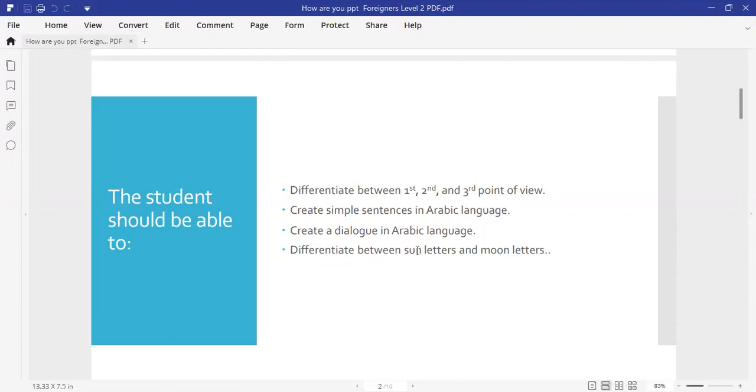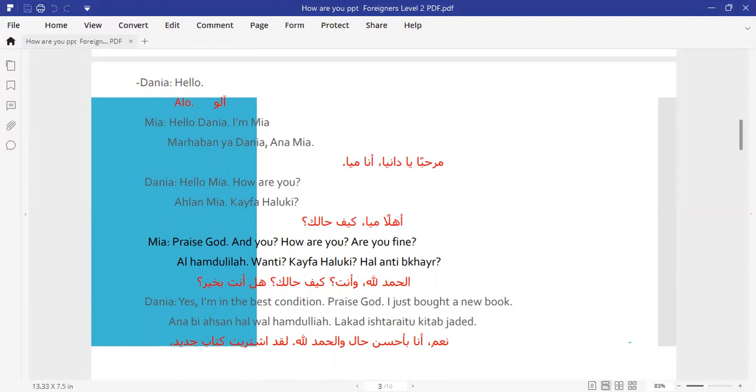Now, we are going to start with our lesson for today. Actually, we are going to start with the dialogue. Here there is a dialogue between Dania and Mia. Of course, now we know how we greet others, and we've learned how to express our names in Arabic. Now we are going to learn how to ask others about their current status in Arabic. So Dania will say to Mia, hello, which means marhaban.